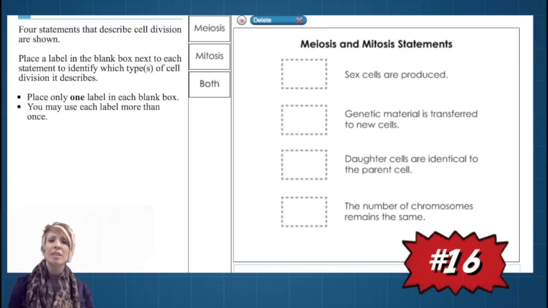Okay, here's another simulation, but this one's dealing with life science. It says four statements that describe cell division are shown. Place a label in the blank box next to each statement to identify which types of cell division it describes. Here's your bulleted points. Place only one label in each blank box, but you may use each label more than once.